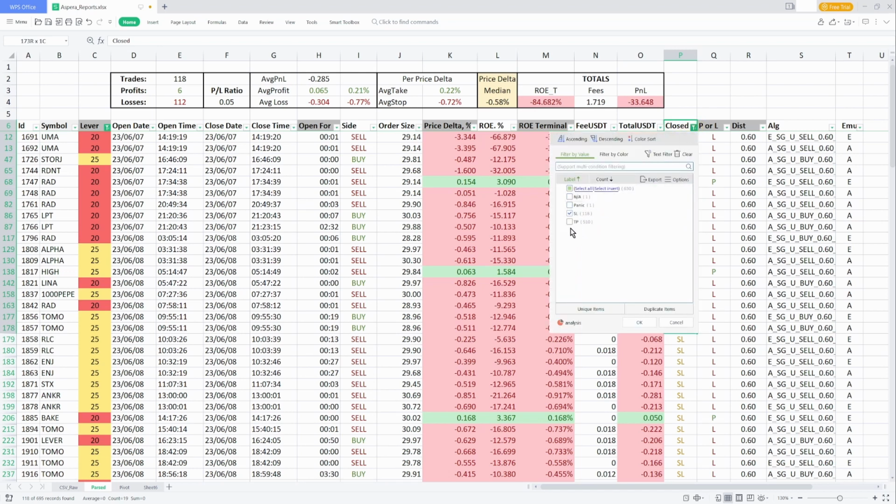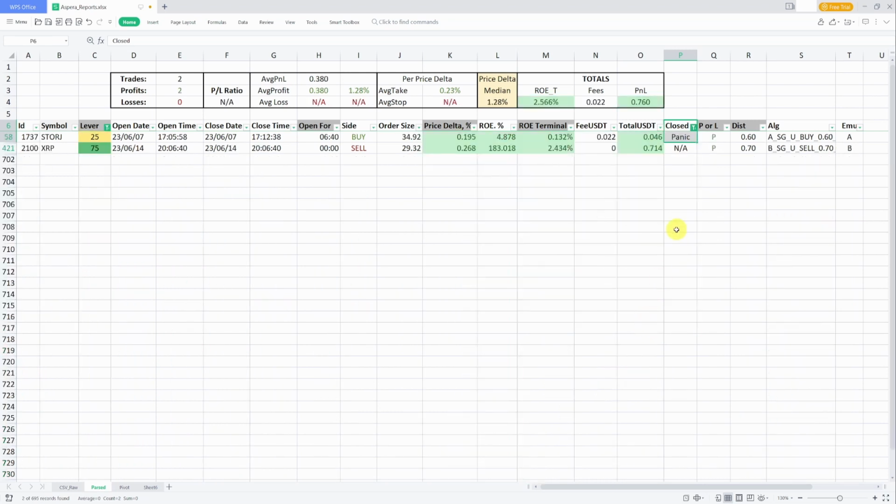Moreover, we have more stuff here. Panic and NA, for example. So panic here is where I've manually closed the position, and NA, I have no idea what happened here. We have to look exactly at this trade on the graph. See, not even the terminal knows what happened. It's just that the position was closed and it gave us a profit of 71 cents.